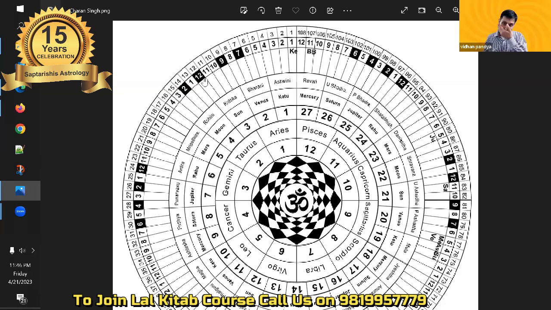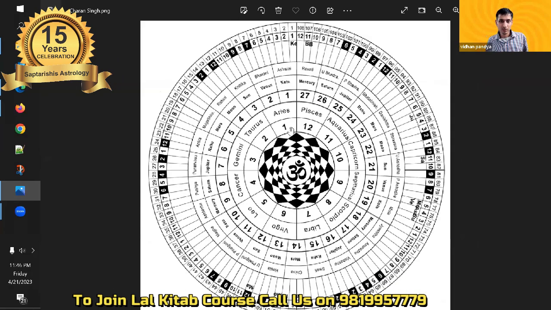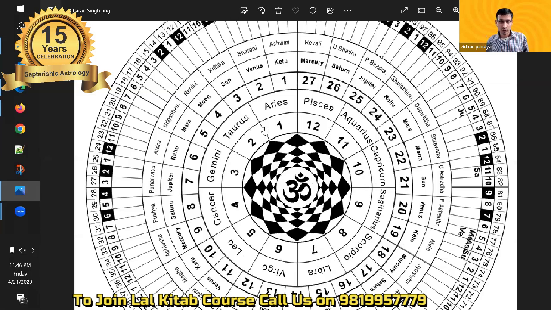Okay, so let me do a quick recap. There are 8 concentric circles in this circular chart. The very first circle has the number of each sign, from 1 to 12: Aries is 1, Pisces is 12. That is your first dial. The second circle has the names of all the rashis.